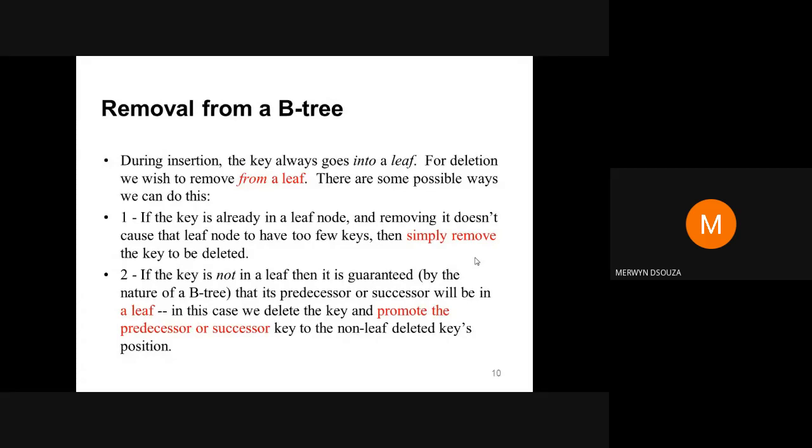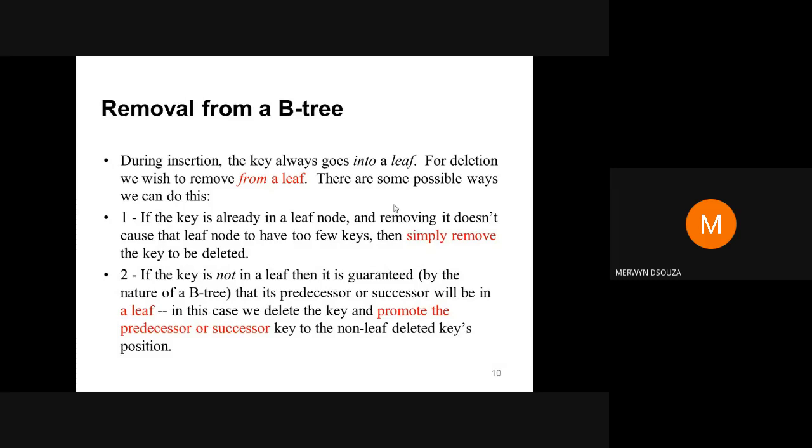There are many possible ways to do it, so we will discuss some of the ways. In the first case, if the key is already in the leaf node, then we remove that key. Just like during insertion we were checking whether there is a maximum number of keys in the node, during deletion we have to check for the minimum number of keys. So when we remove the key, there should not be very few keys left.